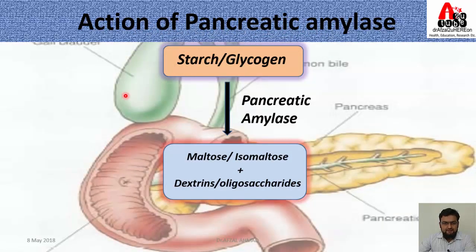Now the action of pancreatic amylase. As I told, it will act on the polysaccharides. Examples of polysaccharides are starch and glycogen, which are present in the carbohydrate food. The pancreatic amylase will act on these and break down the polysaccharide into maltose, isomaltose or dextrin and different oligosaccharides.